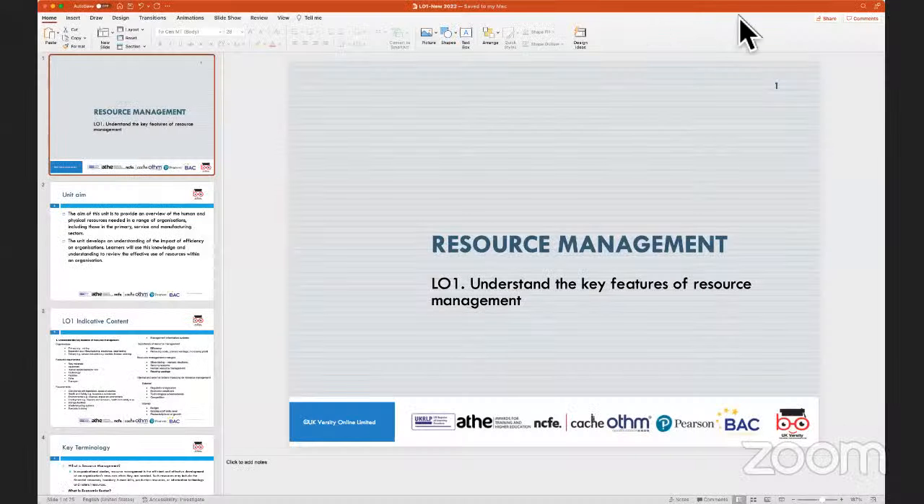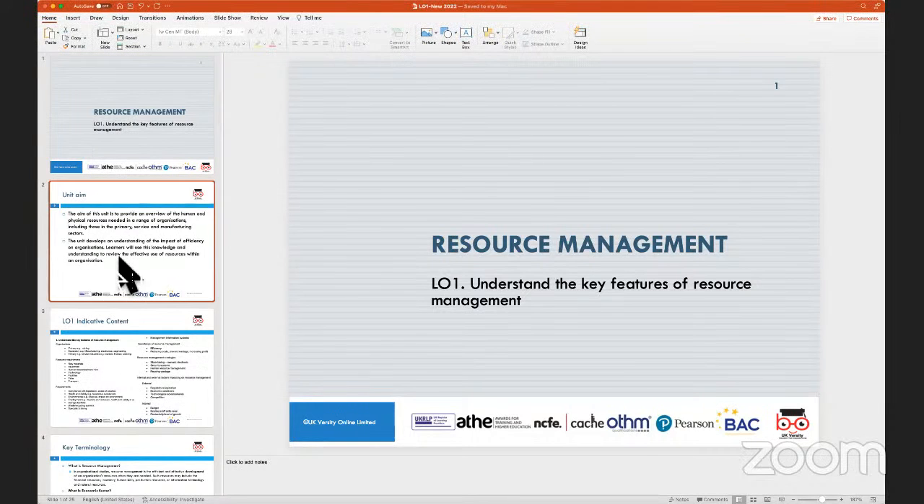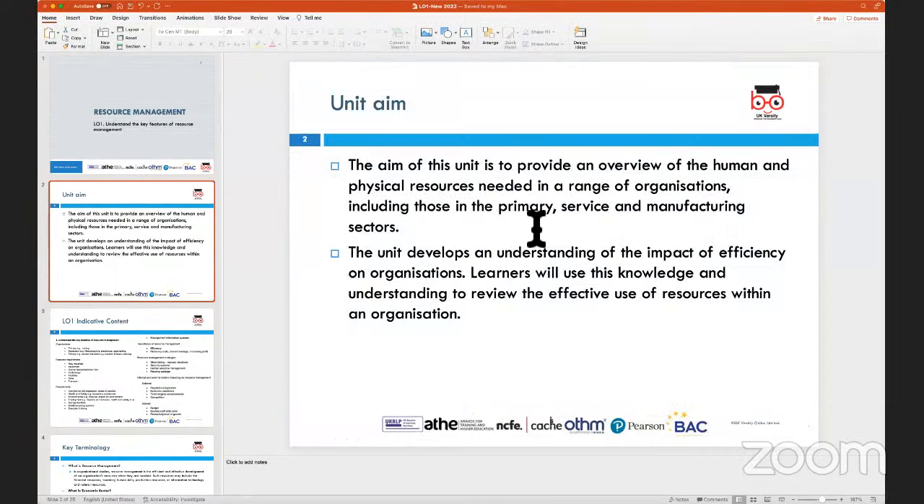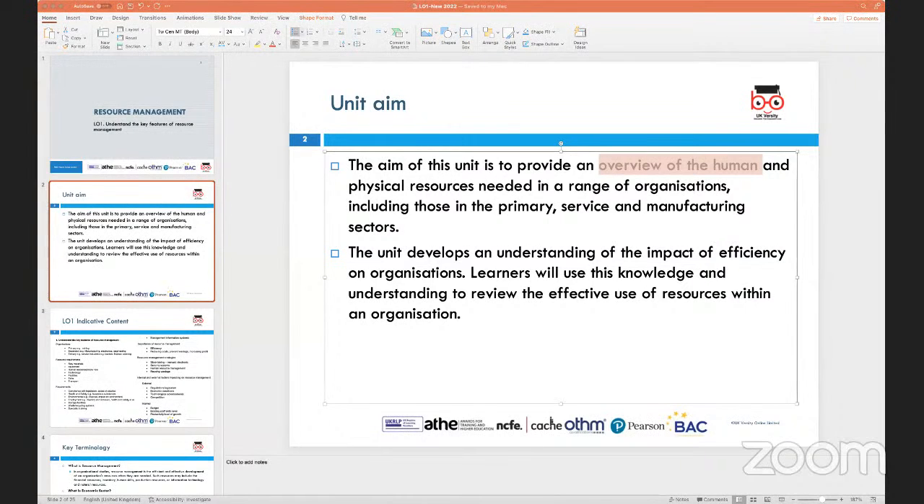Now, if we go into the presentation slides, what I've done essentially is put some generic slides, which I want to bring in for the purposes of discussion so that we have at least a bit of a foundation understanding of the aims and objectives of studying this particular unit. So we are going to be looking at an overview of human and physical resources needed in a range of organizations. So when I say range of organizations, we're looking at primary organizations, which produce or extract raw material from the earth. We're looking at secondary organizations, and we are looking at tertiary organizations.